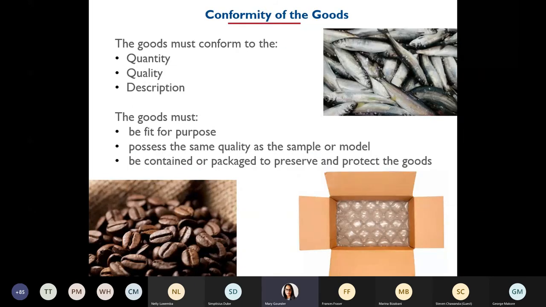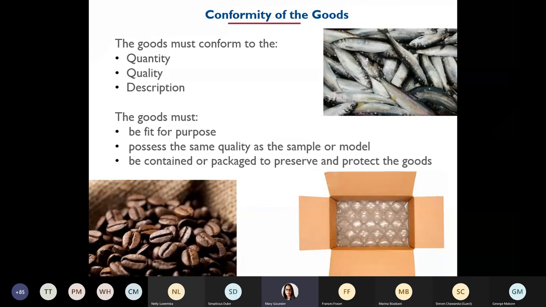Then we have to look at the conformity of the goods. So yes, I've got fish, I've got coffee, and I've got some packaging. Now, your goods must conform to the quantity that you've specified. So if you are a seller and you told me you're sending me 100 t-shirts, you need to make sure that there are exactly 100 t-shirts in the box, or however you are sending it to me.